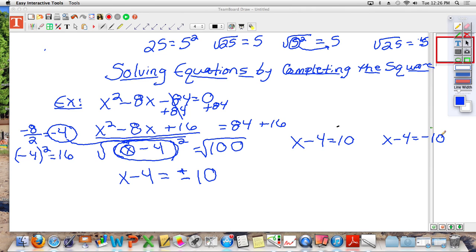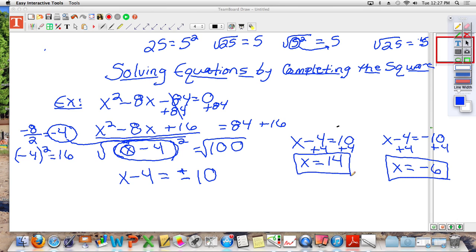Add 4. So I'm going to add 4 here, add 4 here. So x is equal to 10 plus 4, which is 14. And then you have to do the same thing over here. You add 4 to each side to solve for x. So x here is going to be equal to a negative 10 plus 4. What is negative 10 plus 4? Negative 6. So my other answer is negative 6. So we have a negative 6 as a possibility, and we have a 14 as a possibility.